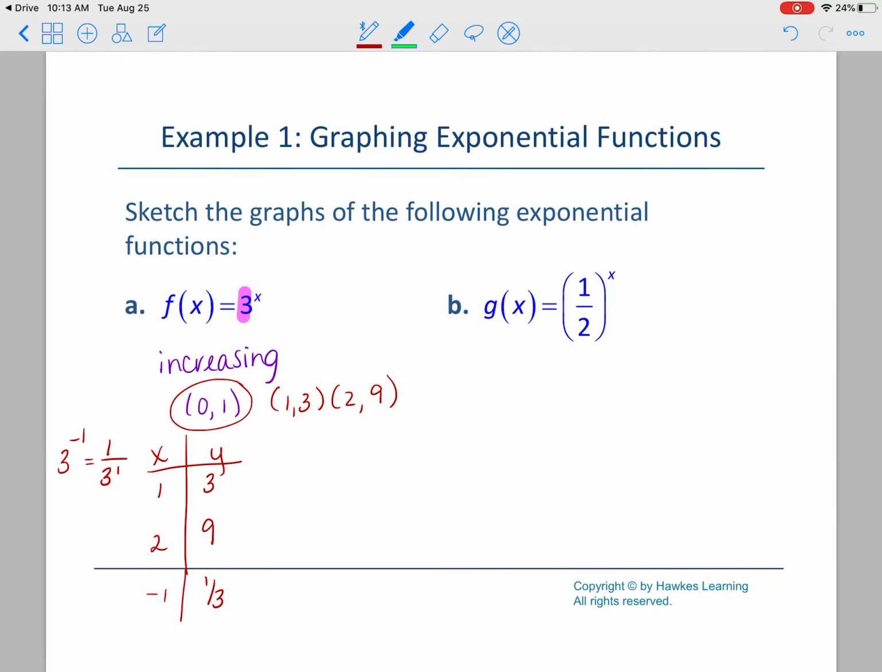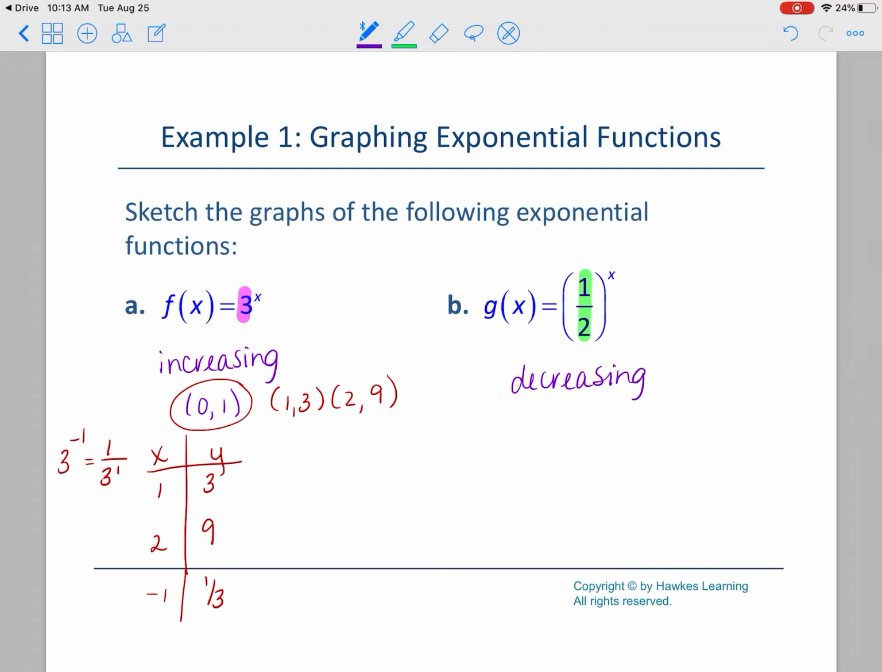Okay, let's go back and look at B. G of x equals 1/2 to the x. So what do we know here? I'm going to look at my base, 1/2. Well, that is between 0 and 1. So that means that this graph is decreasing. It's going to be going down from left to right. We read a graph just like we read a book, from left to right.